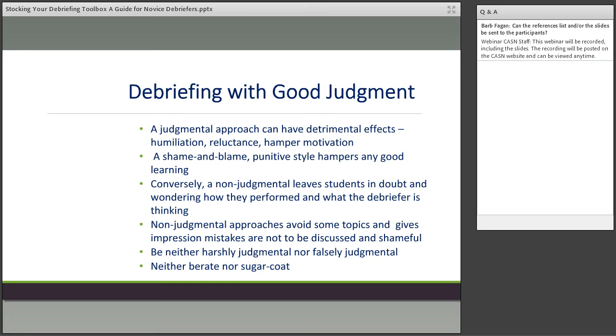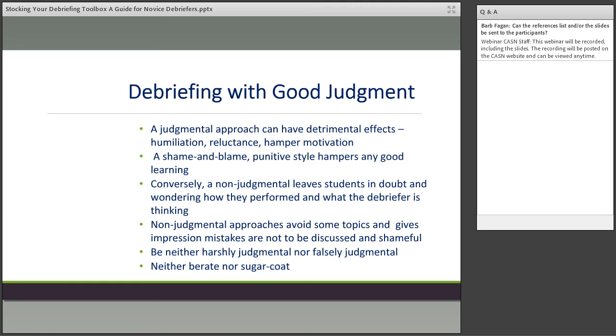So, I saw that you kept trying to flush that IV. What was that about? And the students are left wondering, was I right? Was I wrong? So, how do you think that went? Non-judgment leaves the students in doubt and wondering. One of my instructors at Drexel called them, guess what I'm thinking questions. We don't want that. By the same token, we don't want the shame and blame and punitive style.